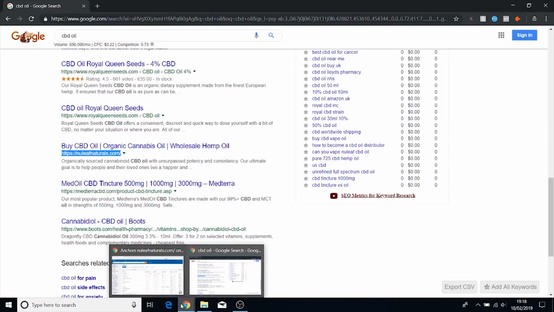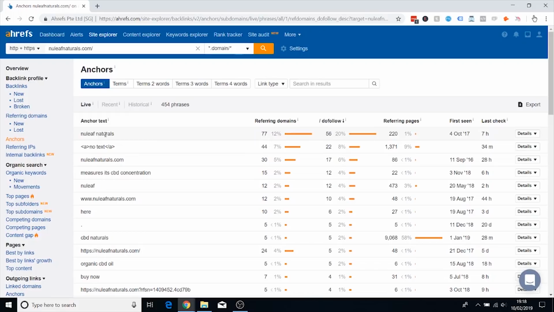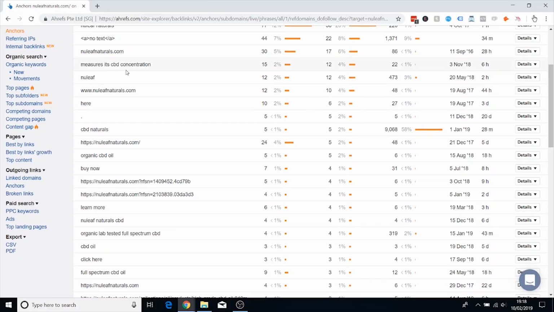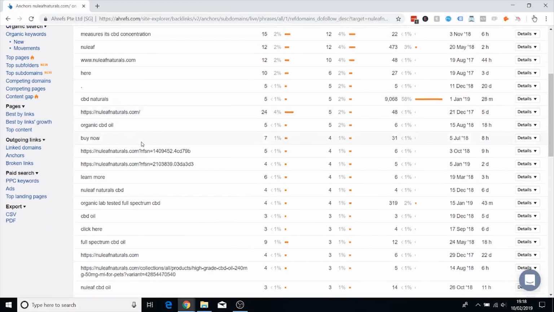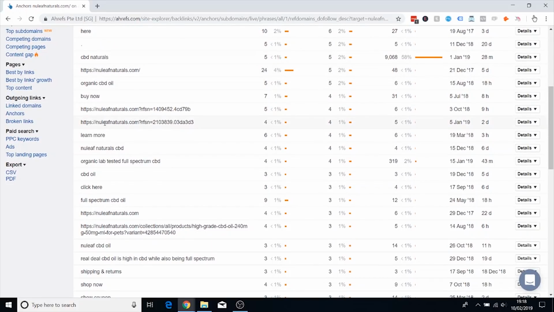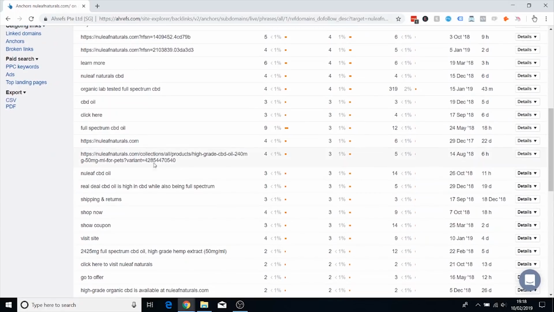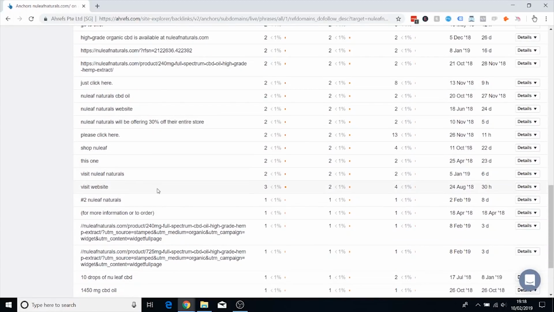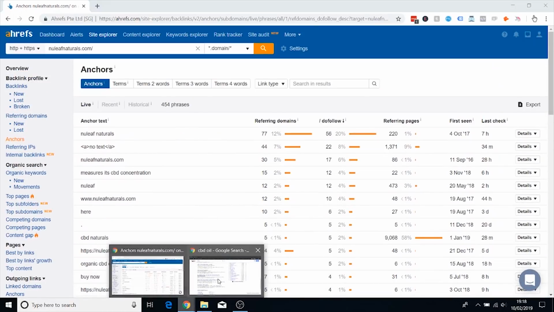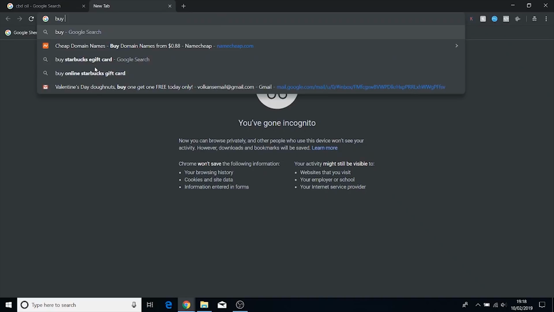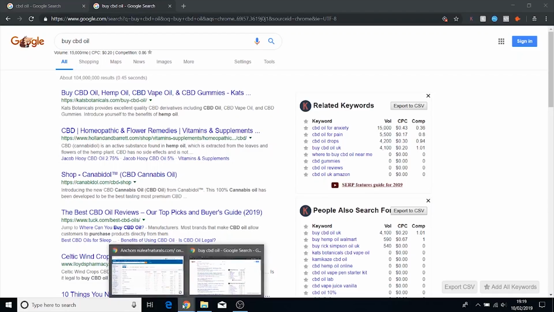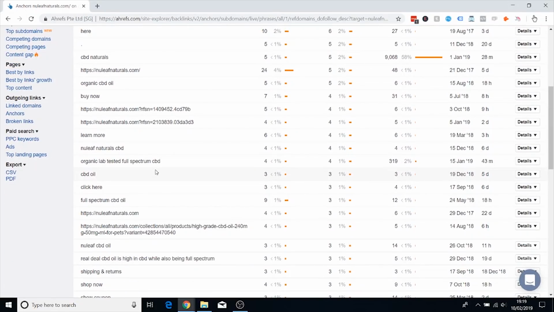Let's see. Okay, so they have brand, concentrate, CBD concentration, CBD naturals, brand, some more brand, CBD oil, shop now, just generic stuff, visit website, generic again. I'd be interested to see where they rank for buy CBD oil. So yeah, that makes sense. They're not ranking on the first page because they don't actually have any anchor text related to buying CBD oil.